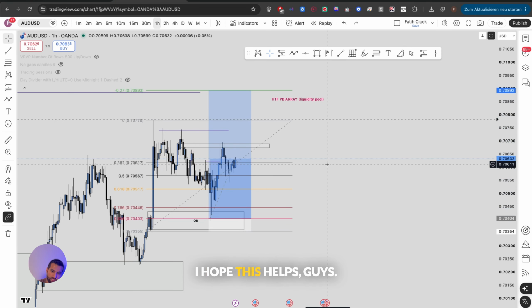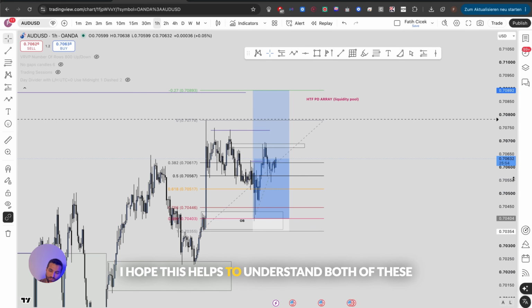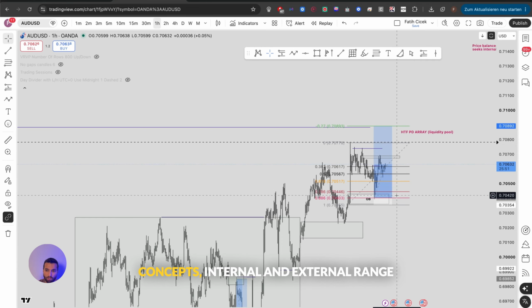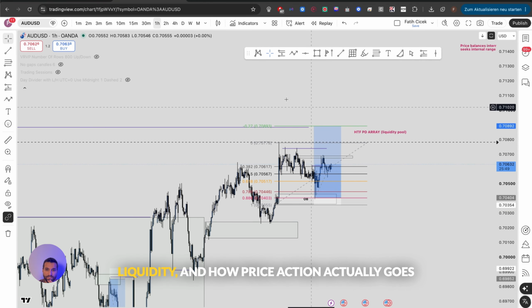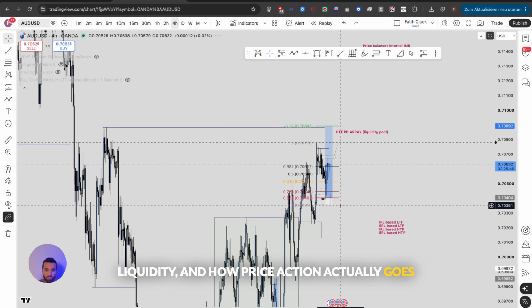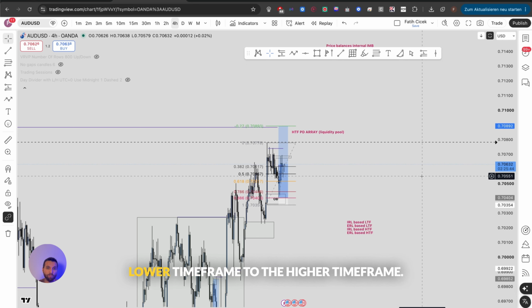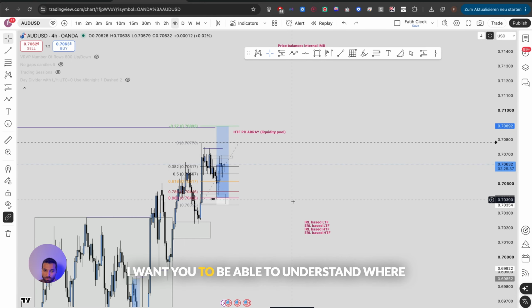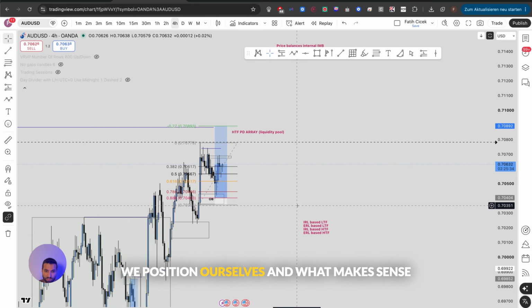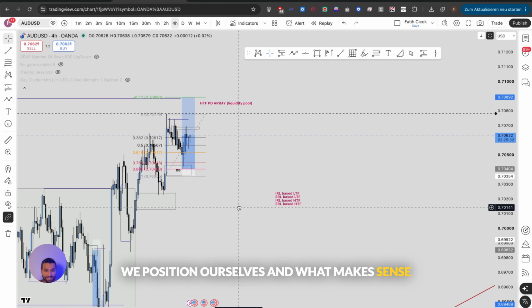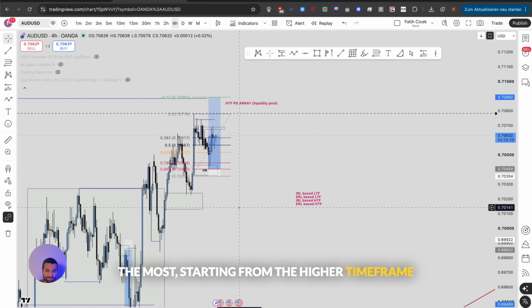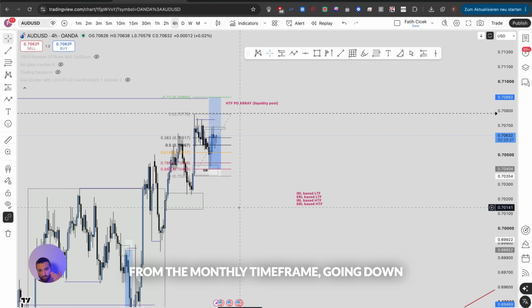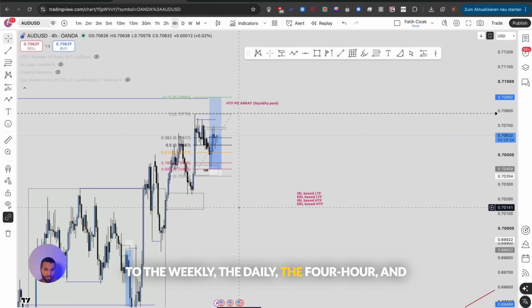Okay, I hope this helps, guys. I hope this helps to understand both of these concepts, internal and external range liquidity, and how price action actually goes from the internal into the external, from the lower time frame to the higher time frame. I don't want you guys to get trapped into the noise. I want you to be able to understand where we position ourselves and what makes sense the most, starting from the higher time frame, from the monthly time frame, going down to the weekly, the daily, the 4 hour, and then eventually the 1 hour time frame.